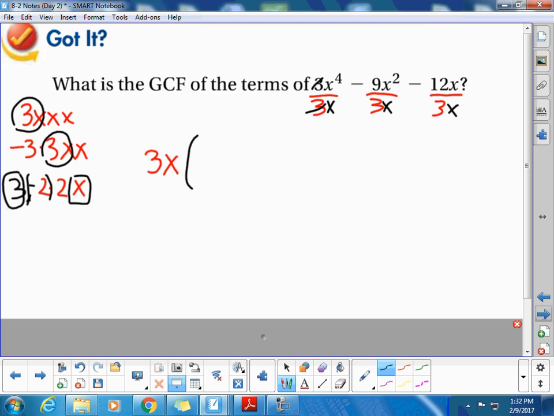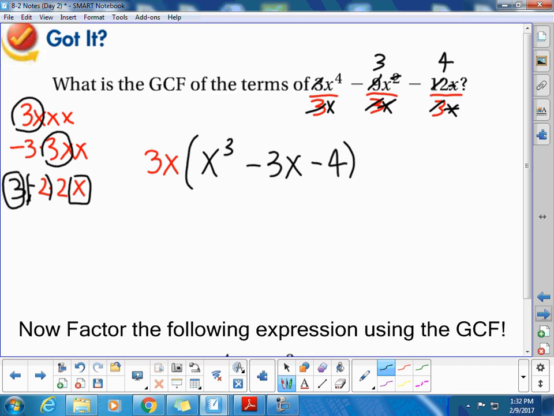3's cancel out. x to the fourth divided by x leaves me x to the third, minus 9x squared divided by 3x. 3 and the 9 cancel out, making a 3. My x cancels with one of my x's in the numerator, so it's minus 3x. And then I have minus 12 divided by 3 reduces to be 4. And x over x, the x's cancel each other out. They reduce to be 1 because x divided by x is 1. So there is our factored form.